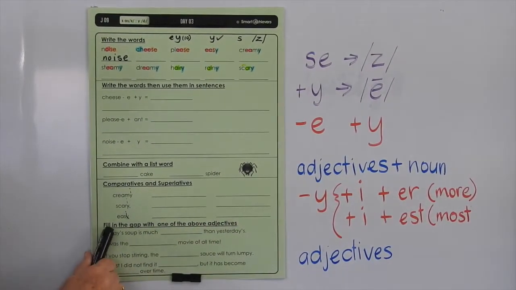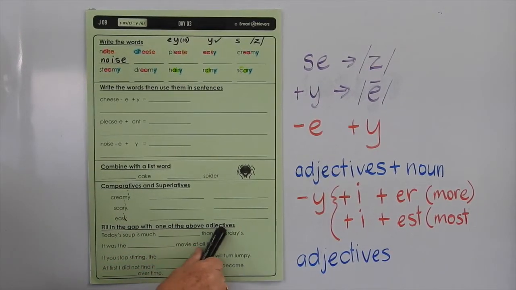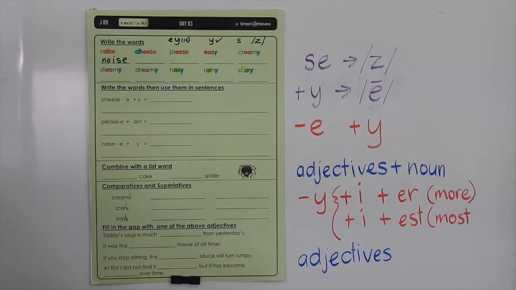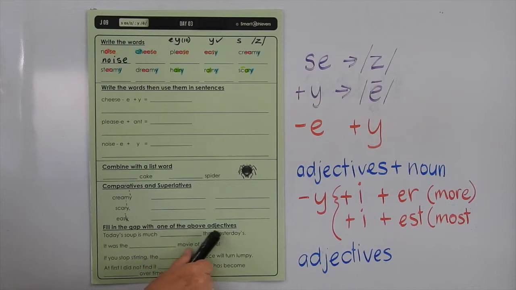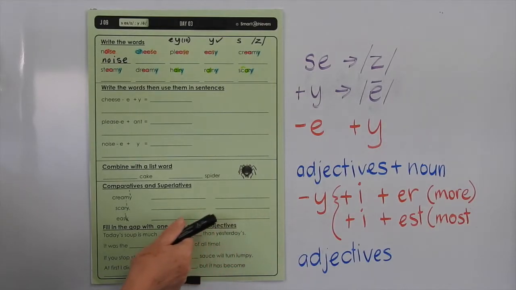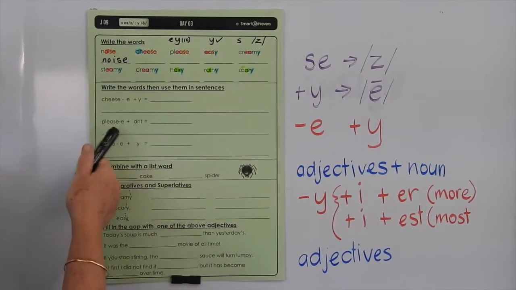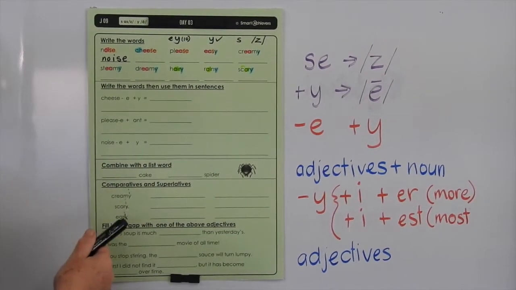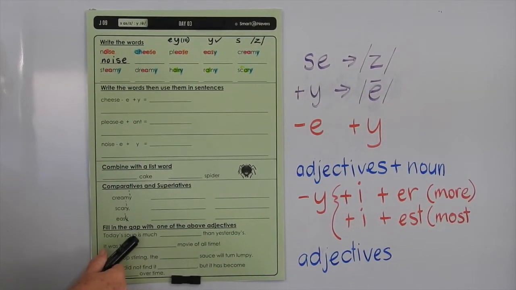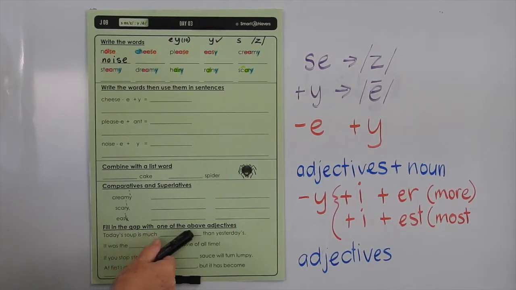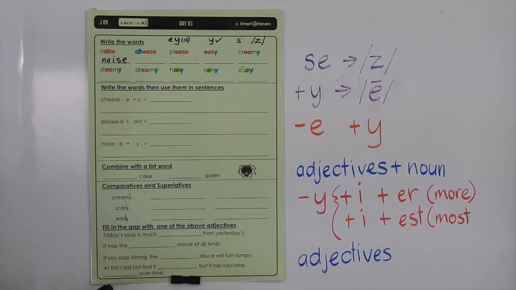Comparatives, superlatives. Fill in the gap with one of the above adjectives. Now an adjective describes a noun. So today's soup is much something than yesterday's. You can work out what the word would be in there and what form you're going to write it in. Are you going to make it into a comparative or superlative or a plural or in a different verb tense? So you've got to work out what form the word needs to be in and what the ending needs to be for each of these so that the sentences make sense.